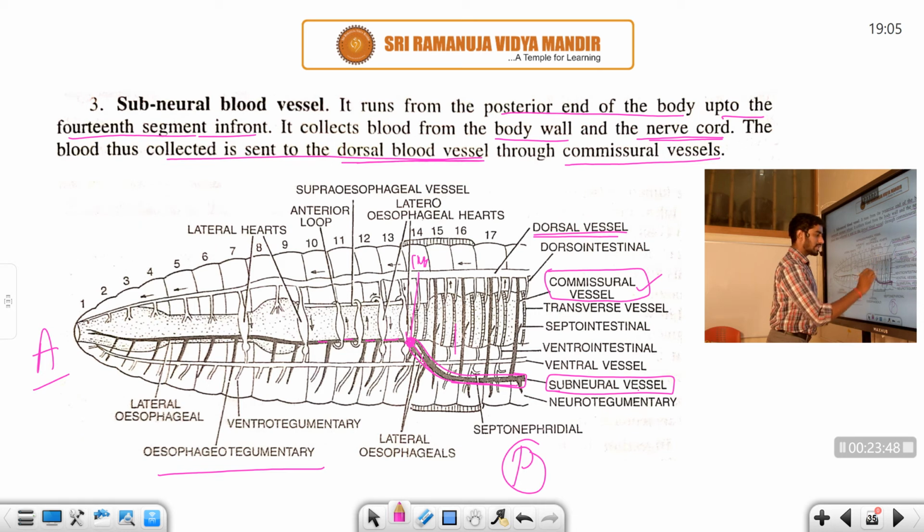You can see in this area, the marked arrow area, the blood is pumped from the subneural to the dorsal blood vessel. I hope you understand, students, right? So this is the information about the subneural blood vessel. I hope you understand. Then let us see the next one.